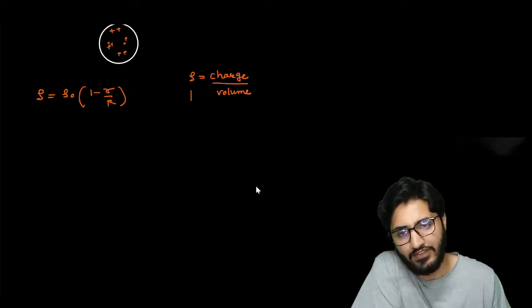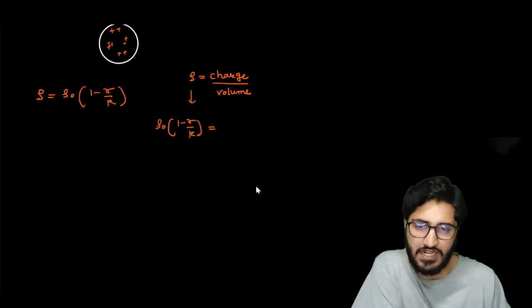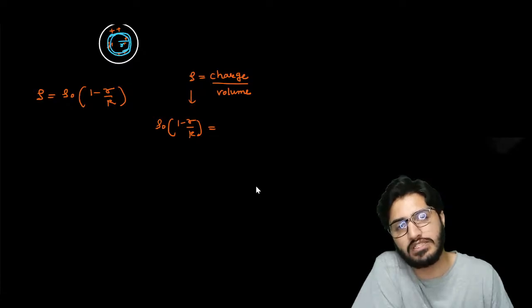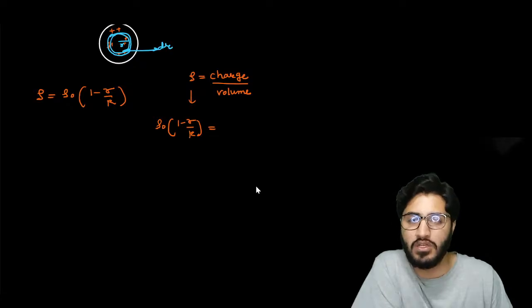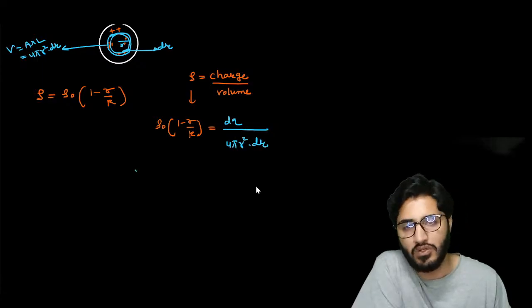And the density is how much? It is rho naught times (1 minus r by R). What is the charge? Sir, we don't know, and it is changing. Now, I will take a small element here, at distance r, and the width of this particular portion is dr. So what is the volume of this one? Volume is area into length. Area is 4 pi r square and length is dr. So the charge will be dq, and the volume will be 4 pi r square into dr.